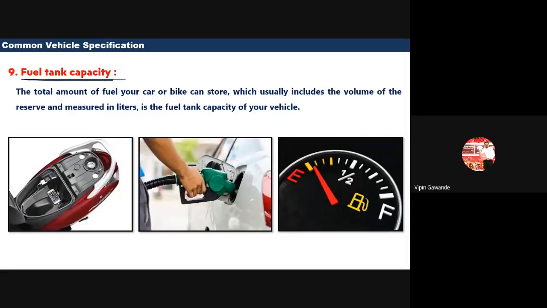Okay. So fuel tank capacity: when we put petrol in our two-wheeler or four-wheeler, there is one indicator, so we can check the fuel capacity. That fuel capacity is mentioned on our specification chart, so we have to check that. The total amount of fuel your car or bike can store is called our fuel tank capacity. It usually includes the volume of the reserve, and it is measured in liters.